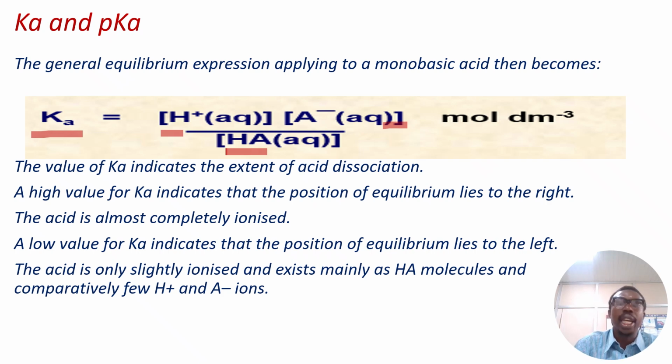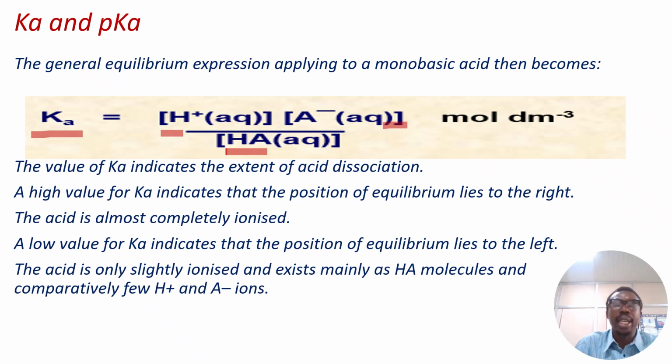A high value for Ka indicates that the position of equilibrium lies to the right. That means the acid is almost completely ionized. So the acid is strong, it's a stronger acid. A high value for Ka indicates the position of equilibrium lies further to the right, so the acid is almost completely ionized. If we have a high Ka value, that means we're going to have a low pKa value, which is an indication that the acid is almost completely ionized, which is an indication that it's stronger.